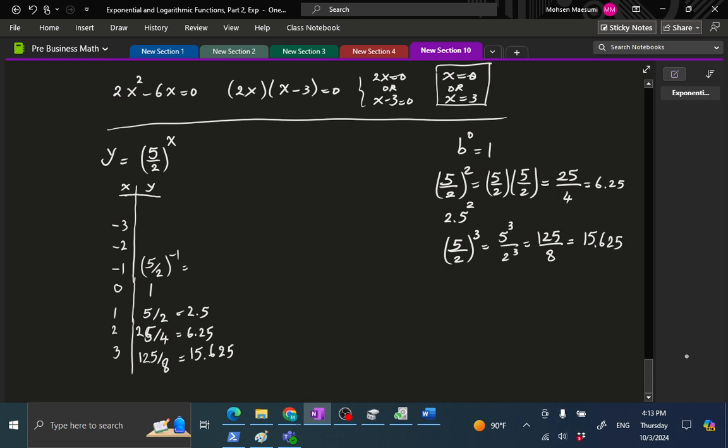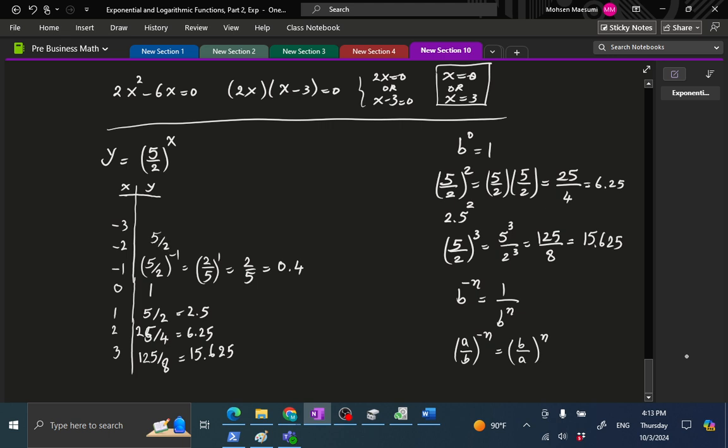So for -1, I get 5 halves to the power of -1. You remember, if an exponent is negative, it's the same as the fraction with the same exponent as positive. In particular, if I have a fraction raised to a negative exponent, a quick way to get to the answer is to take that fraction and flip it and raise it to the positive exponent. So 5 halves to the power of -1 is the same as 2/5 to the power of 1, which is 2/5, but that is 0.4.